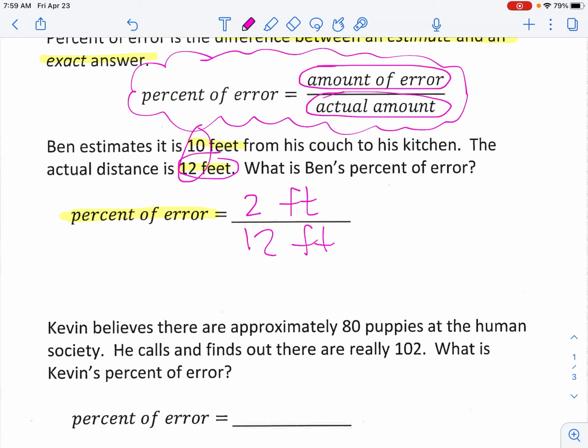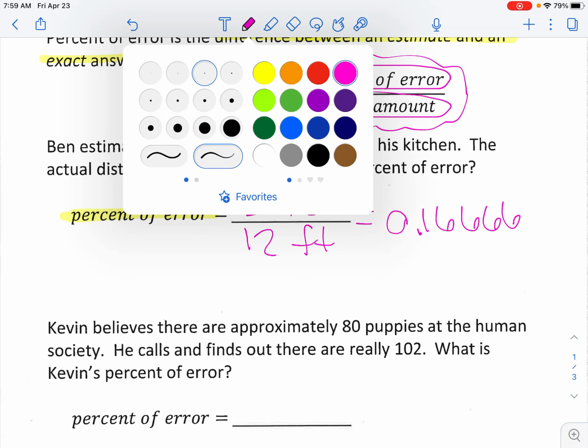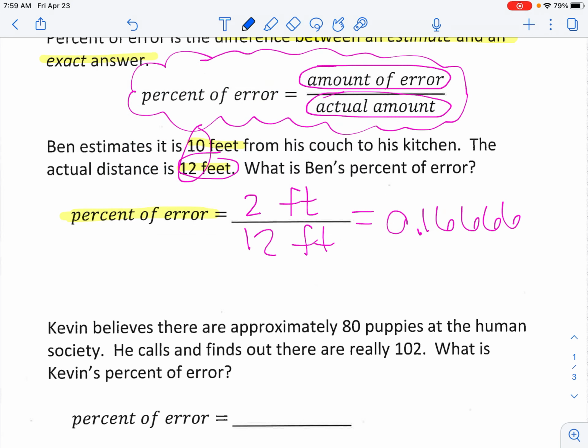So then we're going to go to our calculator and we're going to do 2 divided by 12. And your calculator says 0.16666, repeating. But this is the percent. So now what I'm going to do is take that decimal and slide it 2 places to the right. So my percent error would be 16.6 repeating percent error. You have to label it with all of that.